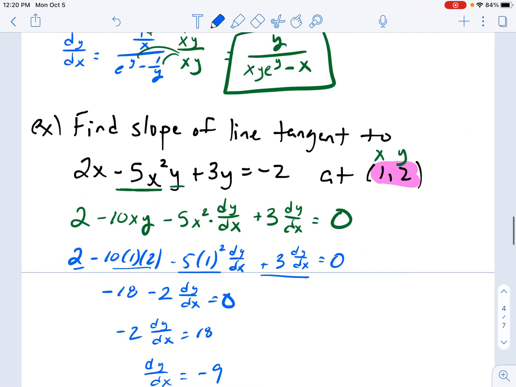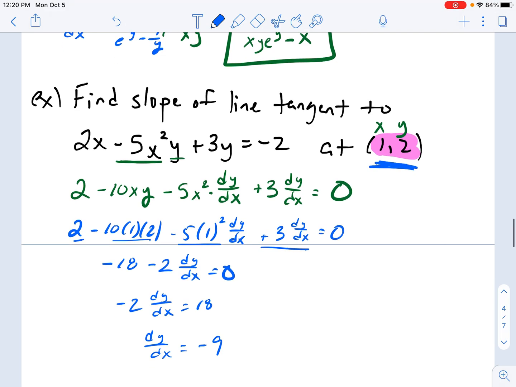Okay, but again, you can take the derivative. As soon as you take the derivative, you can plug in x and y values.